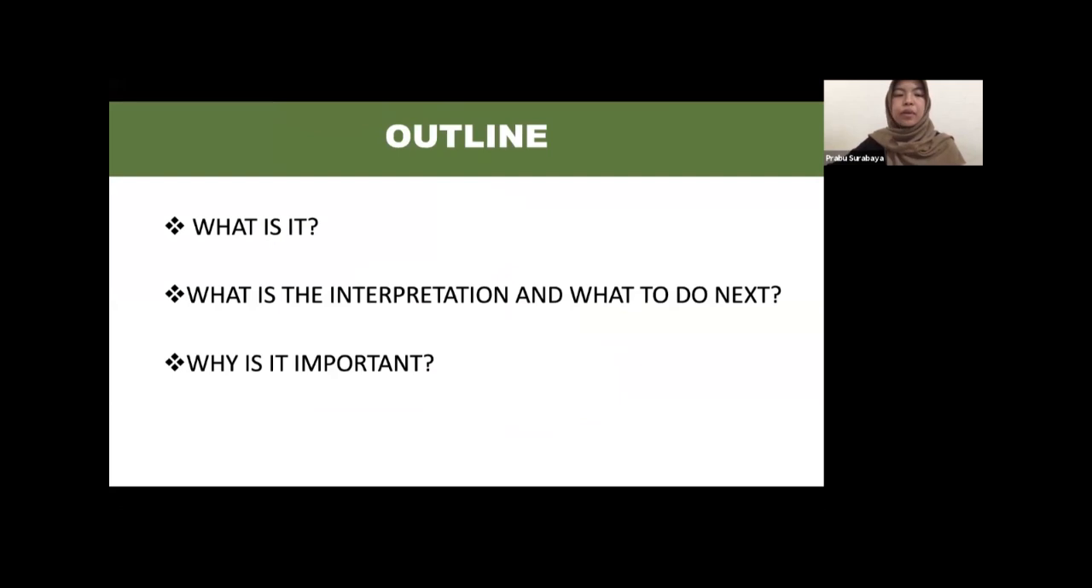And what is the outline of our discussion this morning? We will discuss what the triple assessment in breast cancer is, what the interpretation is, what to do next after each step in the sequence, and why it is so important in diagnosing breast cancer.